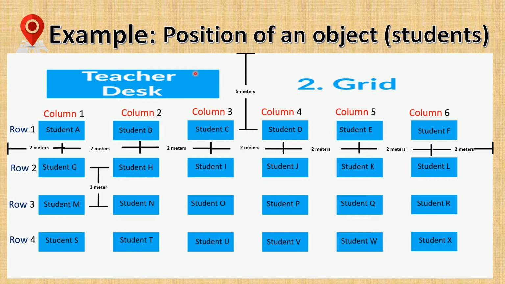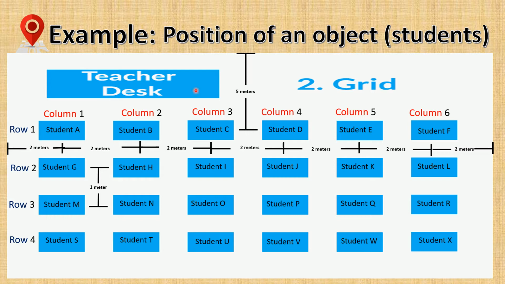Let us go to another example of how we can determine the position of an object. We have here a classroom setting. You can see here the teacher's desk and the seats of the students. The vertical alignment of the students is what you call your column, and the horizontal alignment of the students is what you call your row. So column 1, column 2, column 3, column 4, column 5, and column 6. The horizontal alignment is the row: row 1, row 2, row 3, row 4.